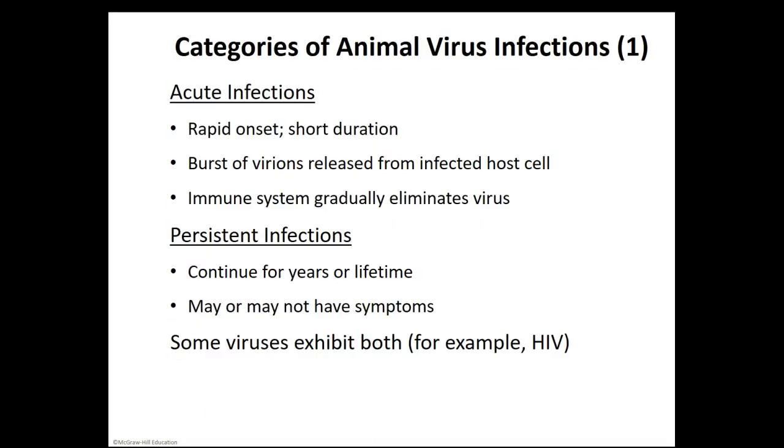I want to briefly now mention acute versus persistent infections. The most simple of these, or straightforward I should say, would be an acute infection. Acute infections have typically very rapid onsets and short durations. Essentially, you get infected, you show signs and symptoms of the disease, your immune system hopefully fights back, and ultimately, once it's resolved, you show no signs of infection.